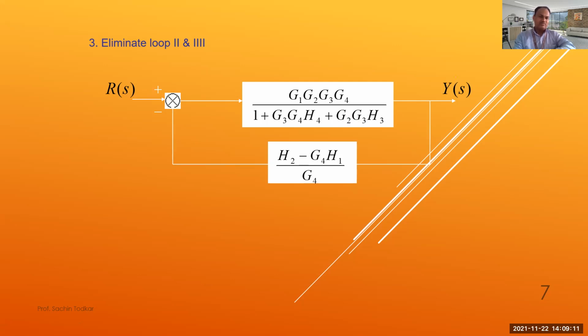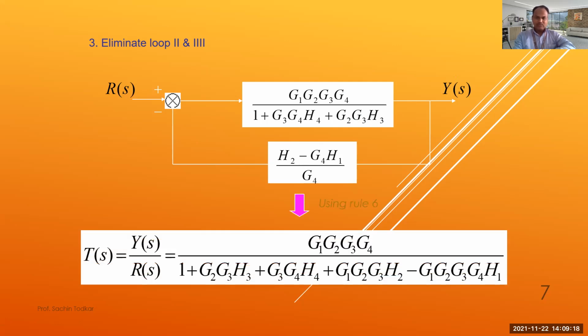Now again you have to simplify with the help of rule number 6 of the feedback loop. Simplifying this, you will get the transfer function G1, G2, G3, G4 divided by 1 plus G2, G3, H3 plus G3, G4, H4 plus G1, G2, G3, H2 minus G1, G2, G3, G4, H1.